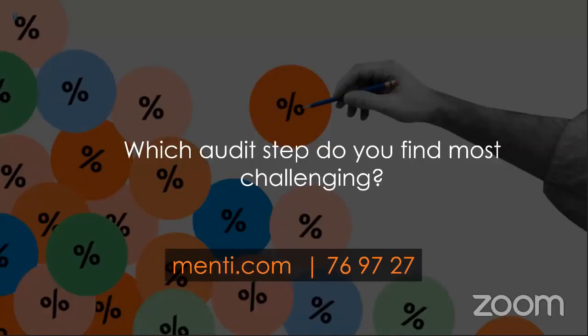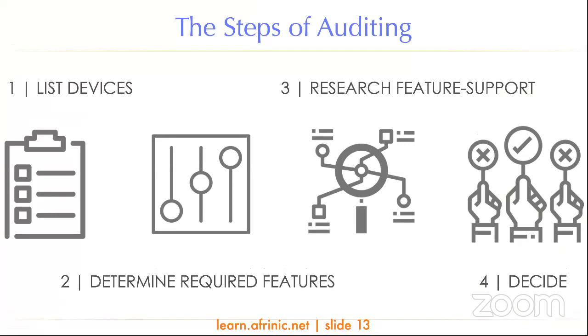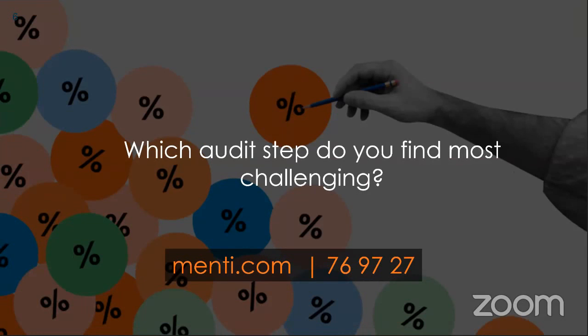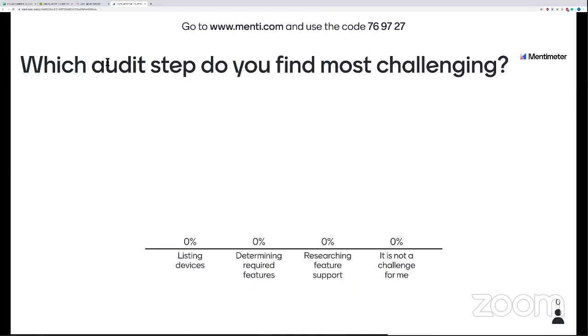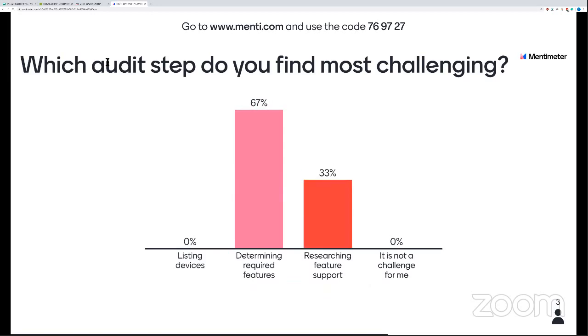So I have another Menti for you, another poll for you. Of these 4 steps that we've looked at, which step do you find most challenging? So let me switch to menti.com. Menti.com, then the code is 769727 for those who are joining us.